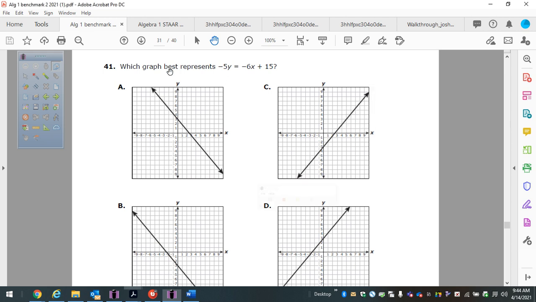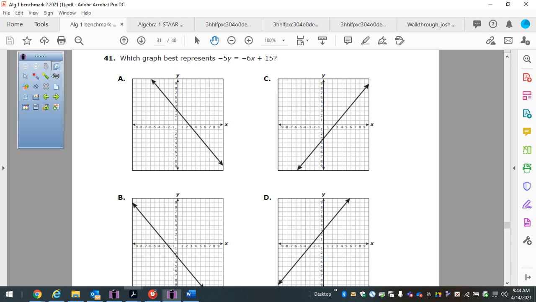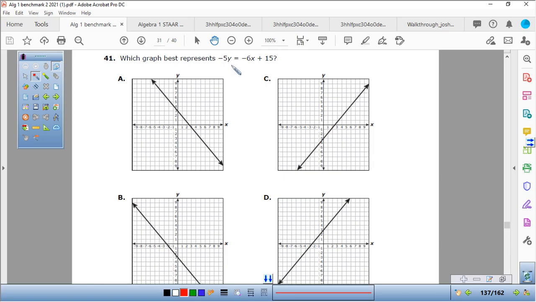Okay, let's look at this one, guys. Continuing on 41. This is just me, guys. This is easy. Make sure you have it as y equals mx plus b. You can graph it on the calculator, but this is really easy.